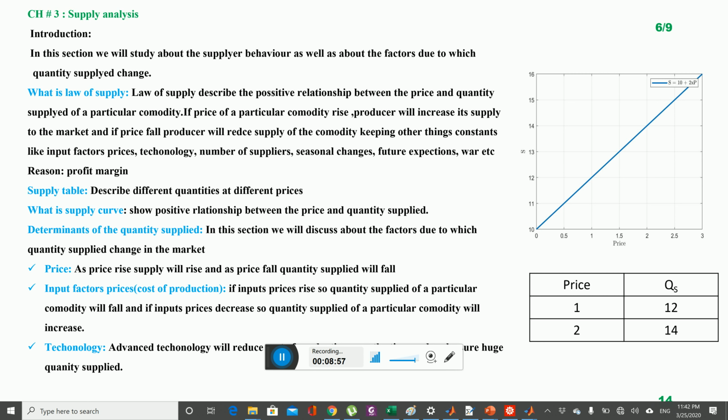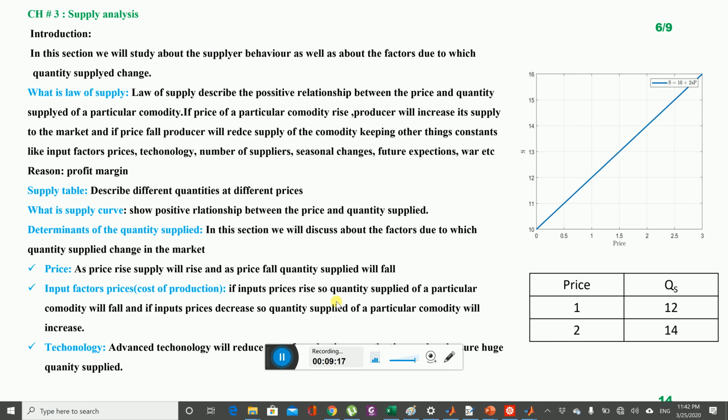The capacity of the producer to produce more will decrease. The producer cannot hire more labor, cannot hire more capital, cannot hire more raw material. Automatically his capacity to produce more will reduce and supply will decrease, and that is why the supply curve will shift backwards. So input factor prices, cost of production.